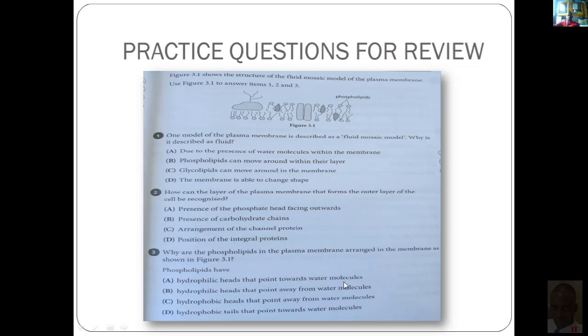Why are the phospholipids in the plasma membrane arranged in the membrane as shown in figure 3.1? Phospholipids have A, hydrophilic heads that point outwards to the water molecules. That is correct. Hydrophilic heads that point away from the water molecule.